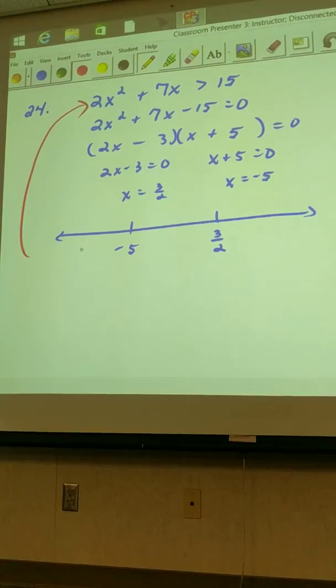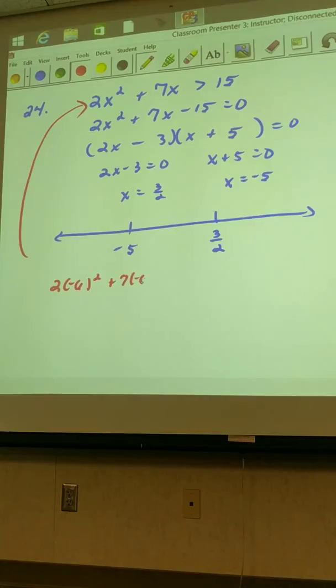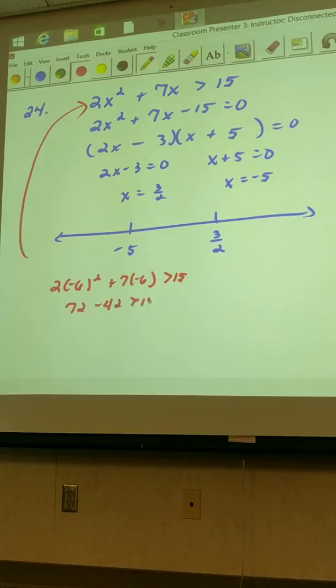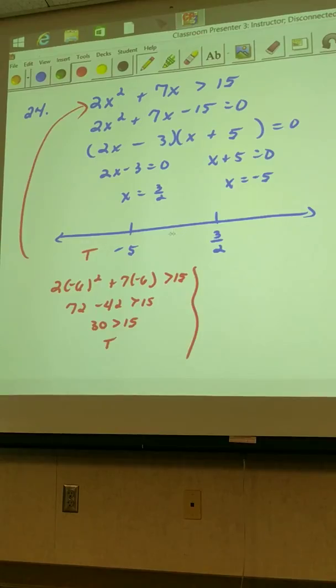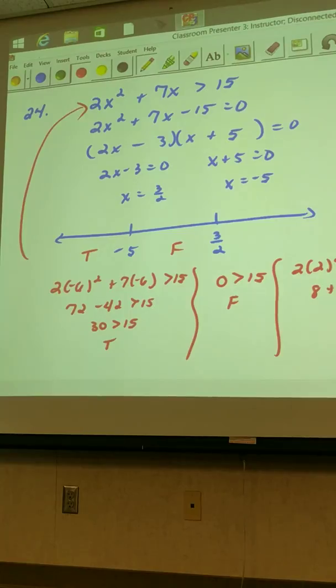All right, I'm going to test -6 here. 72 minus 42 is 30 greater than 15. True. So we're true here. Of course, here's my friend 0, so I'm going to test 0 here. So I get 0 greater than 15. True or false? False. And finally, I need a number over here. I'm going to choose 2. Is 22 greater than 15?